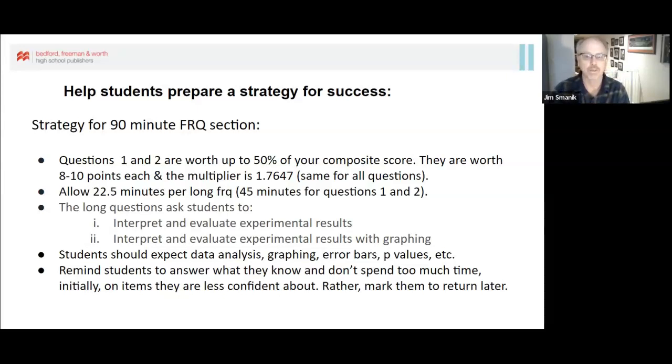Remind students to answer what they know and not spend too much time initially on items they're less confident about. Rather, mark them and return to them later.